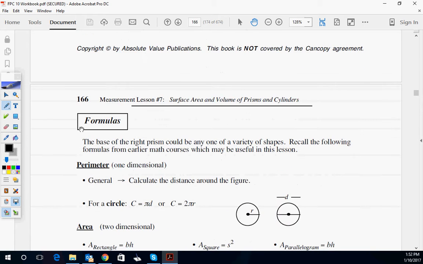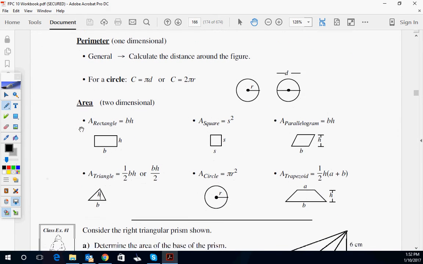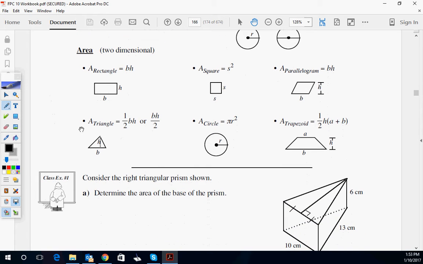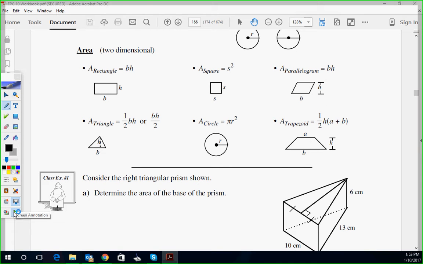When we get to the formulas, in general we're talking about perimeter of these figures. We know the perimeter of a circle is called the circumference, right? The distance around the circle, that's the circumference. 2 pi r is that formula. You get these formulas. I don't need you to memorize those. Here are the other ones. You probably know these four really well. These two might be a little bit foggy.